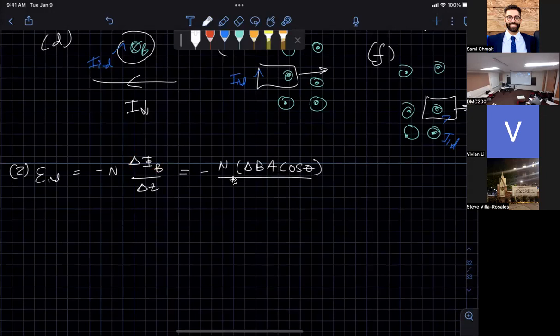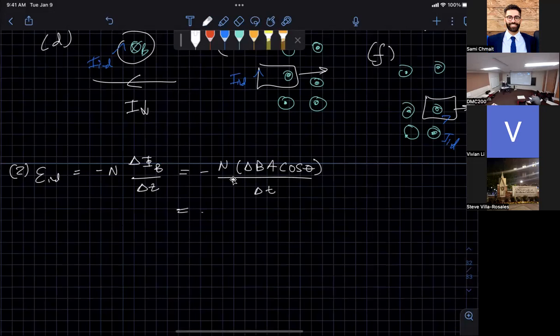And that angle theta is the angle between the area vector and the field. Well, it's 0 degrees because it's going into the page, and the area vector is also pointing that way. So cosine 0 is equal to 1, so we don't really need to worry about that. And then delta t we can plug in in a sec.